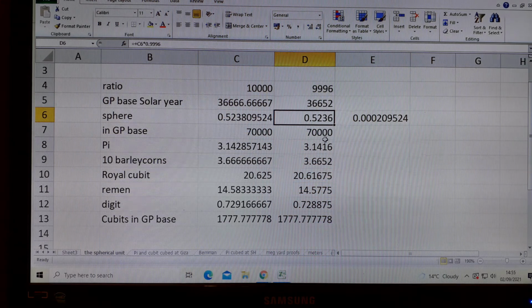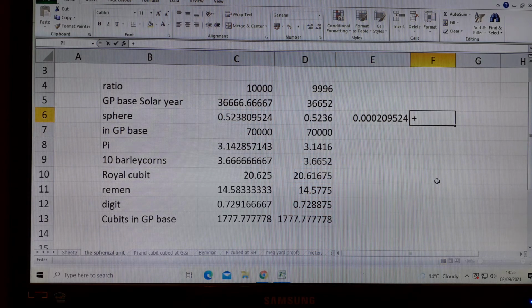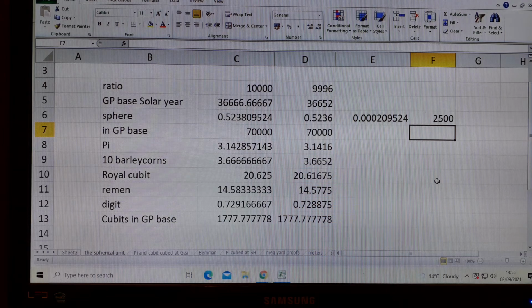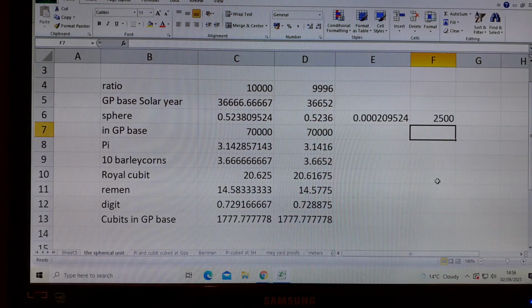Now then, what is happening? When we take that from that, we get this. It's 0.00209524. And if we divide this into that, we get 2,500, and we get 2499 when we divide it into that. And this unit is something I've written about on the Graham Hancock website.